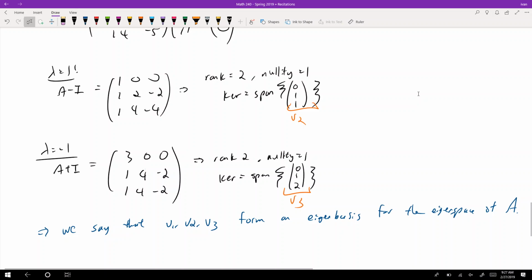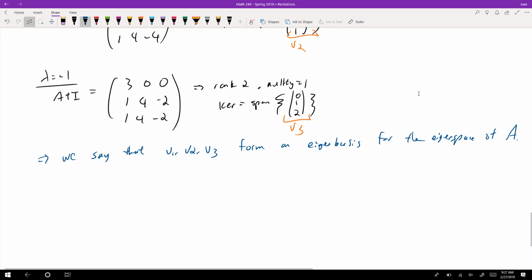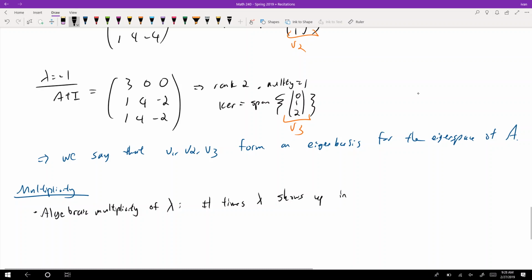All right. So now let's talk about multiplicity. So everything from here on out is going to be new. All right. I don't think you've really talked about this in class yet. So it's going to be looking at what we're going to do tomorrow. All right. There are a few terms here. There's the algebraic multiplicity of lambda. So for some eigenvalue, right, it has an algebraic multiplicity. And what it is, it's the number of times lambda shows up in the characteristic polynomial.